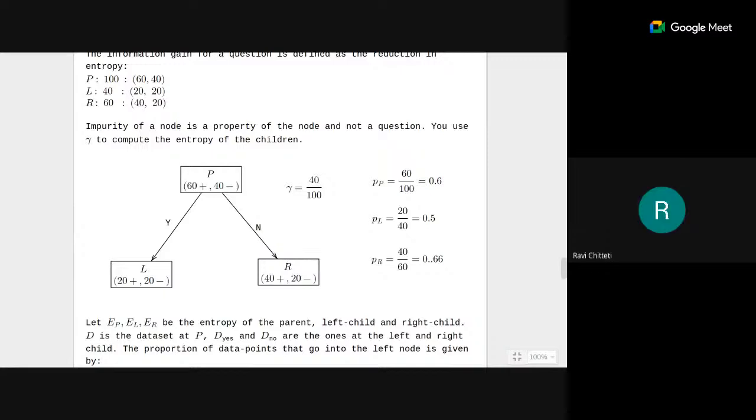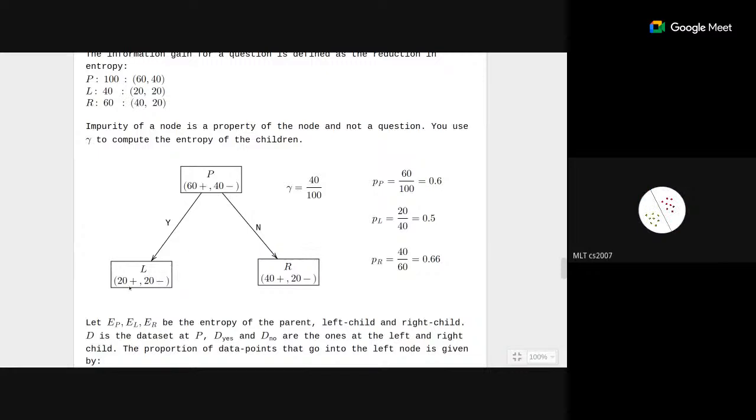Okay. I have a question here. When we're calculating entropy at P, it is minus P log P minus (1 minus P) log (1 minus P), correct? Correct. That is correct. So with the proportion 60-40, 0.6, I'll compute the entropy at P. When I come to L, maybe you should reverse the numbers over there, because 60 pluses and the number you have written there is 20 plus and 20 minus.